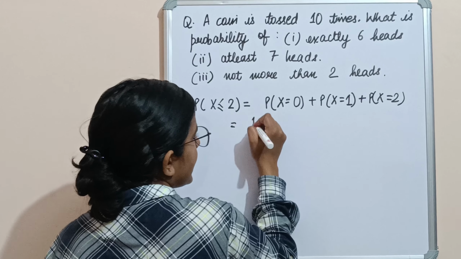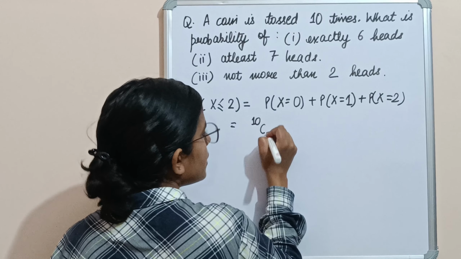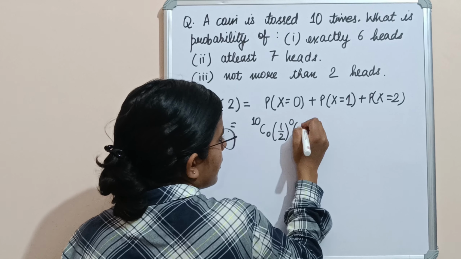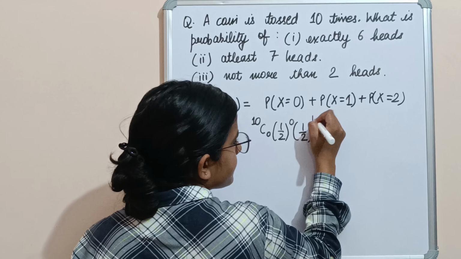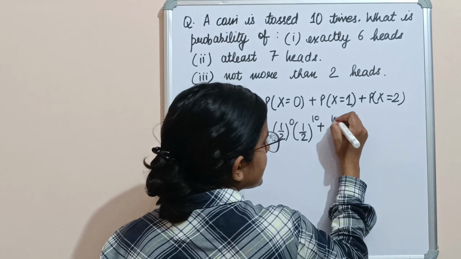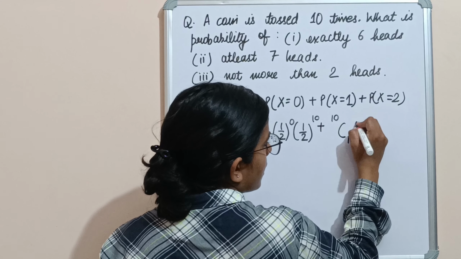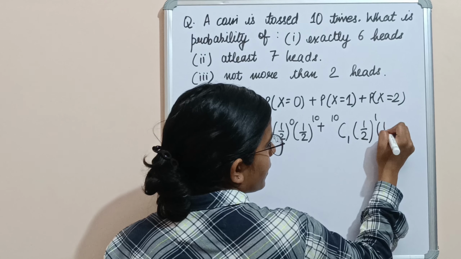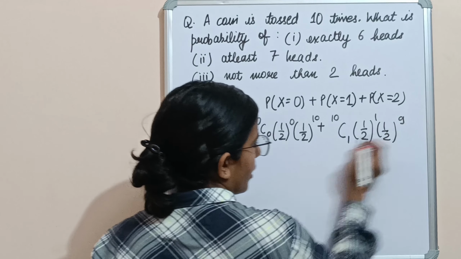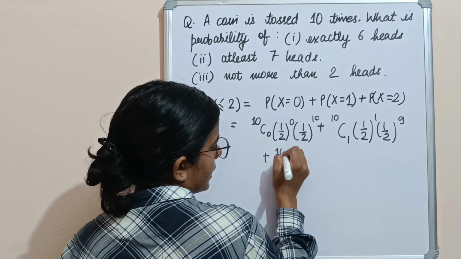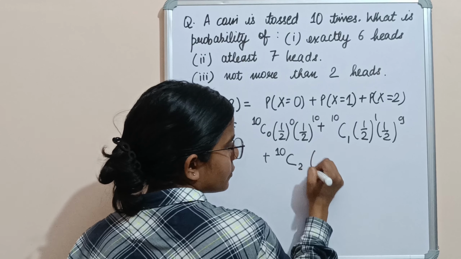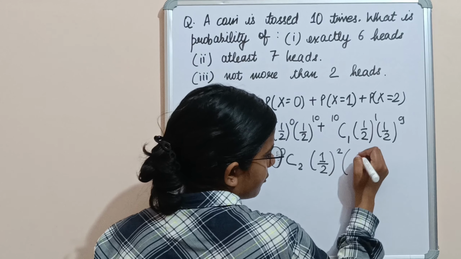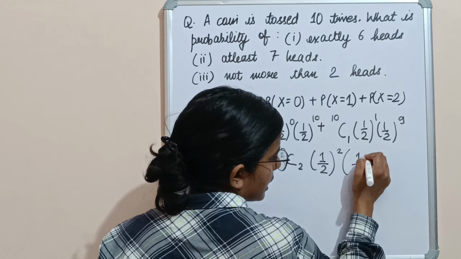So this will be 10C0 (1/2)^0 (1/2)^10 plus 10C1 (1/2)^1 (1/2)^9 plus 10C2 (1/2)^2 (1/2)^8.